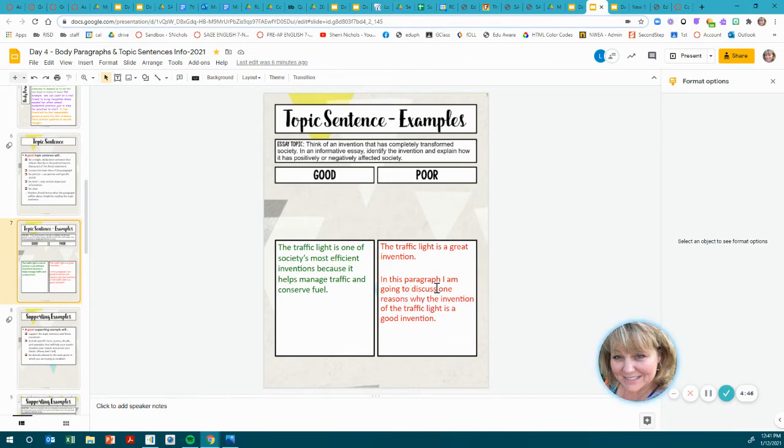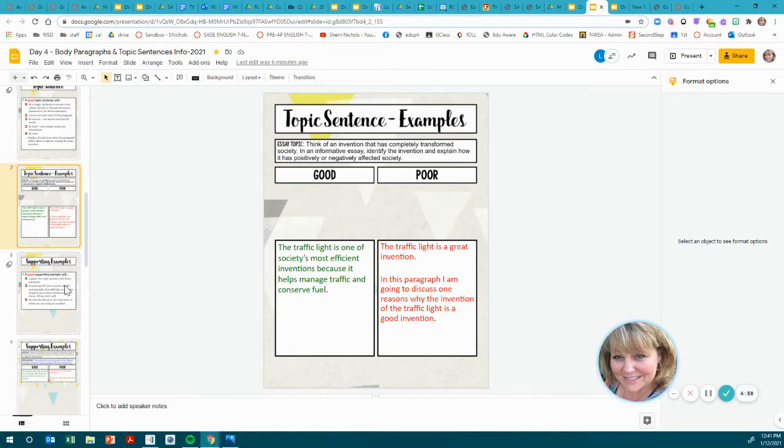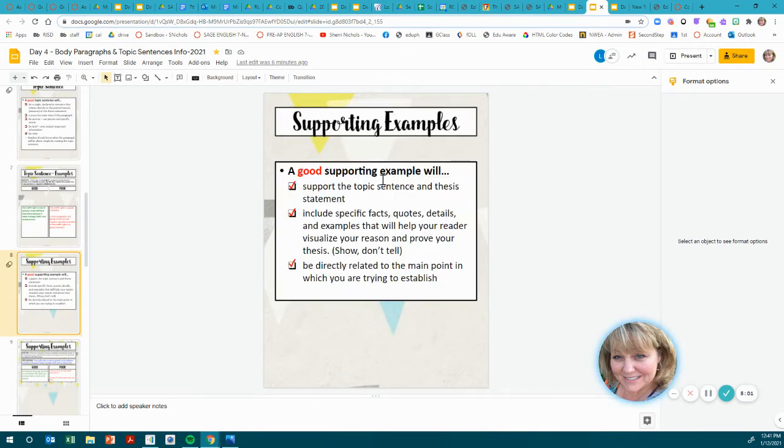Nowhere in your paper should you say, "In this paragraph I'm going to discuss," or "Today we're going to cover this." Don't say that. Just tell me what you want to say. Just write the sentence explaining what you are trying to say. And then supporting examples, which support the topic sentence and thesis statement.